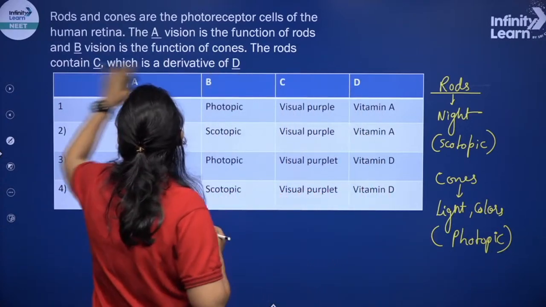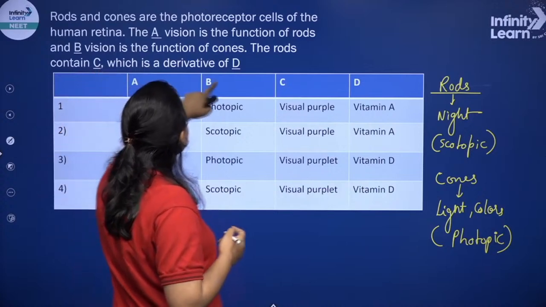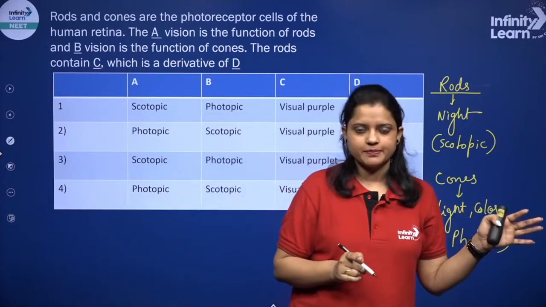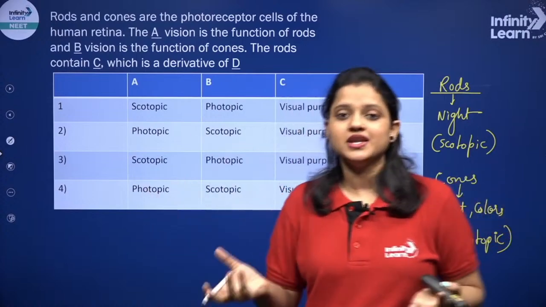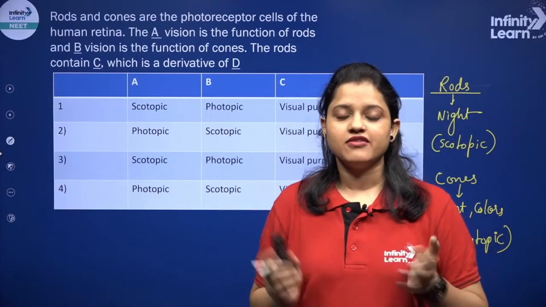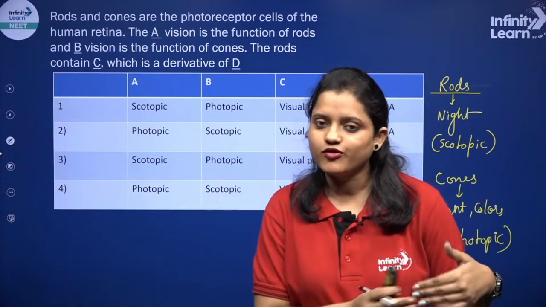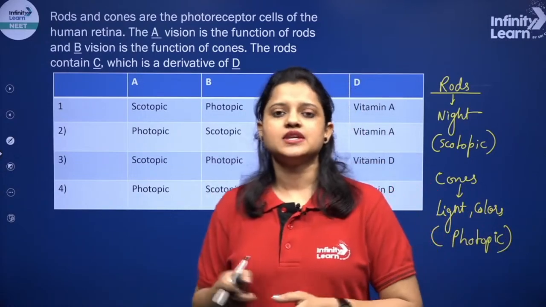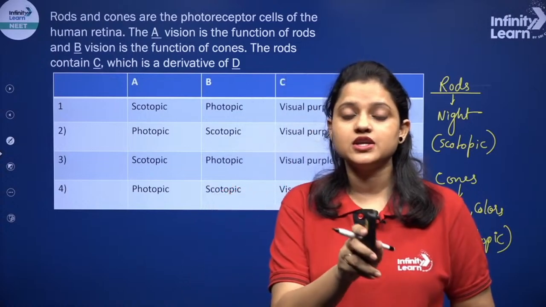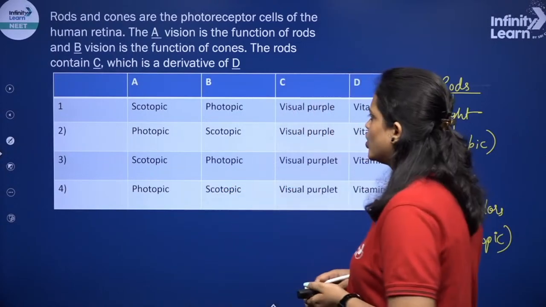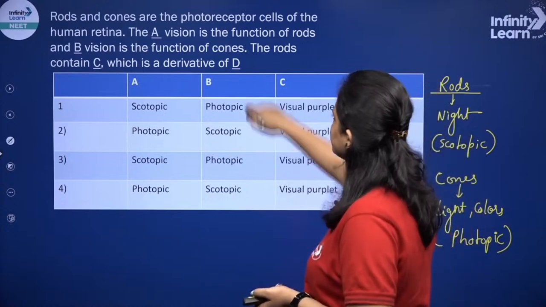The rods contain visual purple, which is a derivative of vitamin A. We know this. These are the lines of NCERT. Vitamin A is very important for night vision or scotopic vision. That's why if there is deficiency of vitamin A, it will lead to what? Night blindness, isn't it? So let's see what will be the correct option.